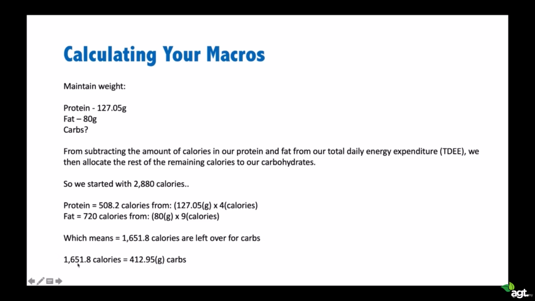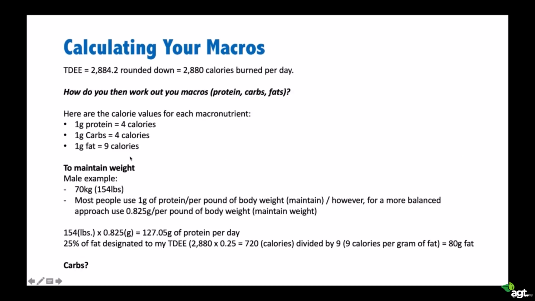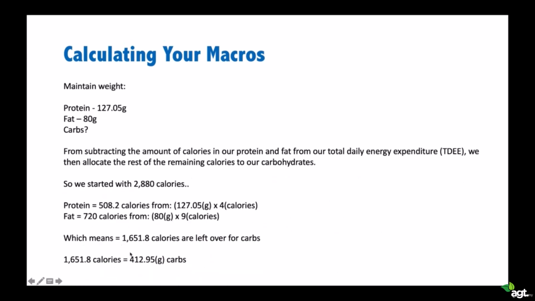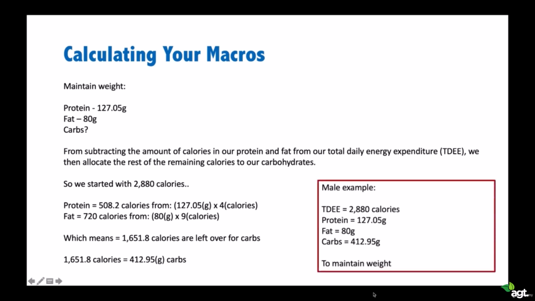And 1,651.8 calories equals 412.95 grams of carbs. And how did I work that number out? Well, if you remember from the previous slide, for every gram of carbs there are 4 calories. So we do 1,651.8 divided by 4 to find out how many grams a day this guy should be getting. And that equals 412.95 grams of carbs. So that's a simple way of breaking down how to calculate your macronutrients to maintain weight. It's an overall example of what the guy's intake should look like.